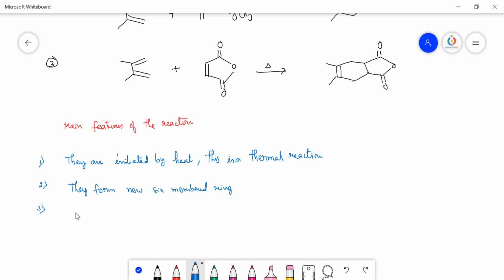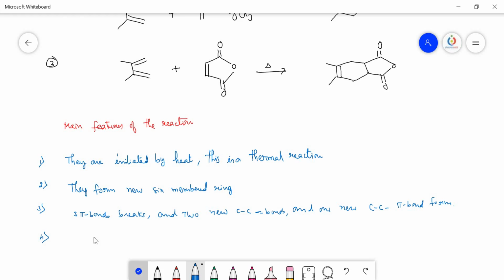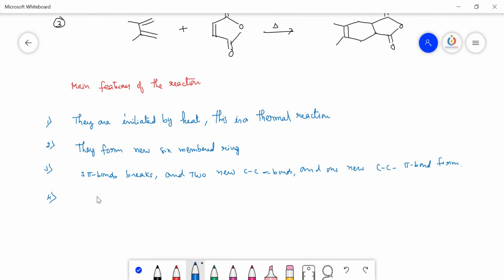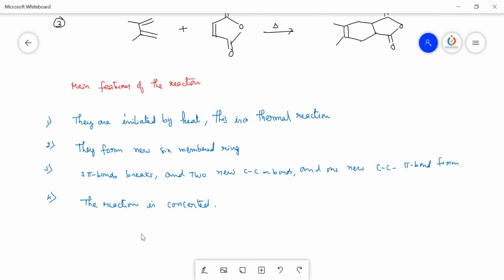So that 3 pi bonds break and 2 new carbon-carbon sigma bonds and 1 new carbon-carbon pi bond is formed. The fourth one is the reaction is concerted. The reaction is a concerted reaction. So what does it mean by a concerted reaction?